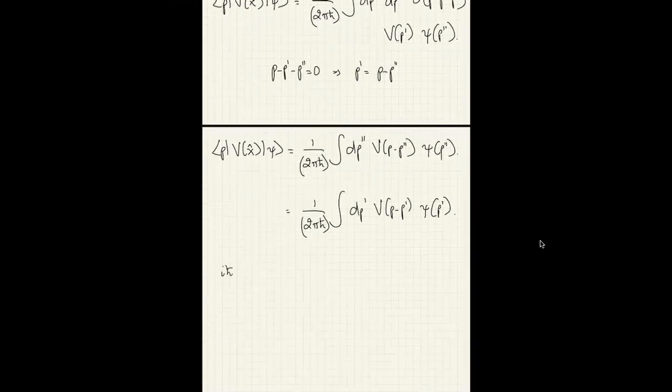So when all is said and done, the Schrodinger equation in the p representation is now given by i h bar d dt psi of p comma t equals p square over 2m psi of p comma t plus 1 over 2 pi h bar integral dp prime v of p minus p prime, the Fourier transform of the potential, times psi of p prime comma t. This is the Schrodinger equation in the momentum representation.